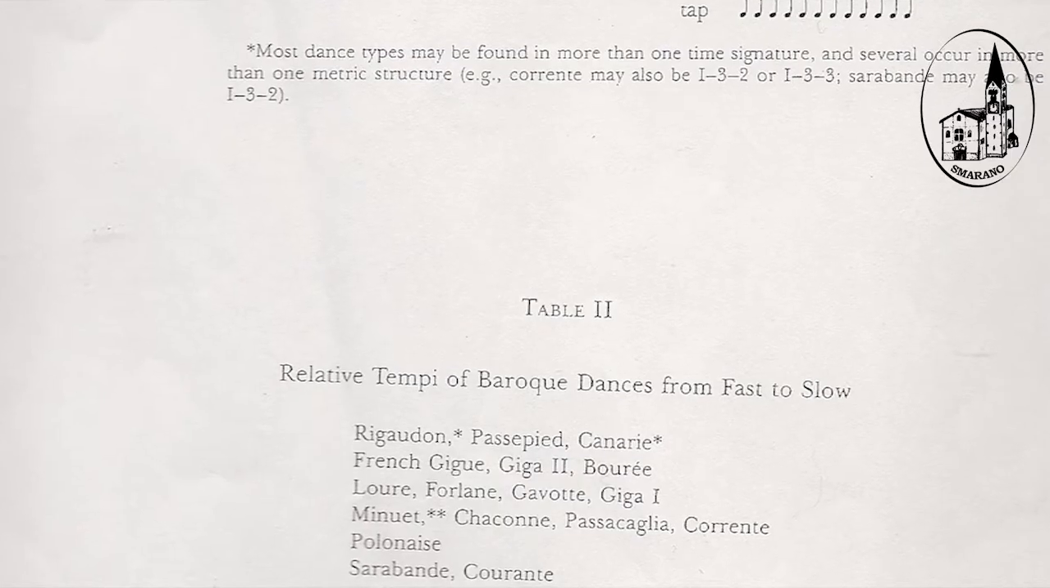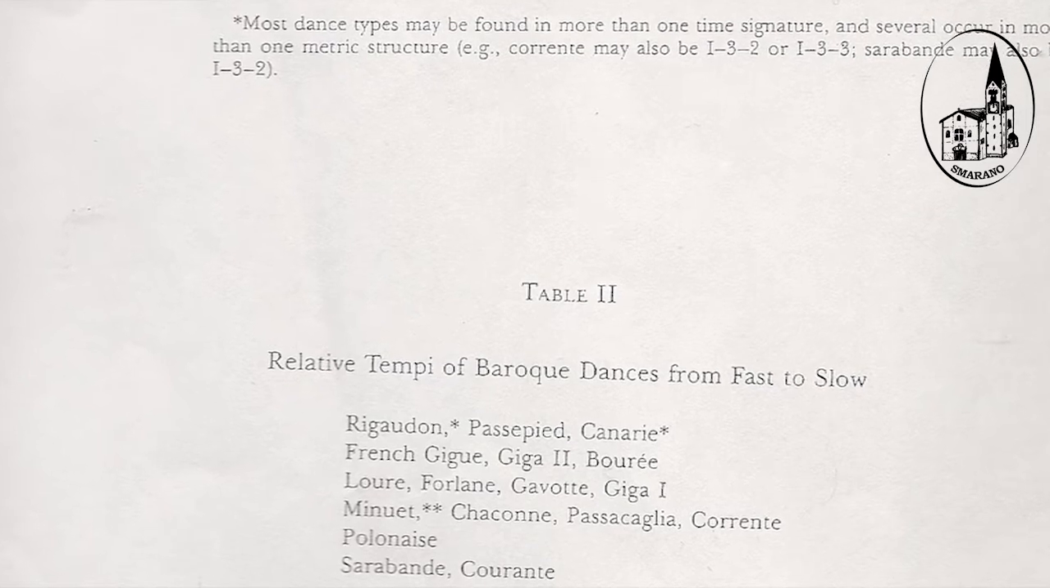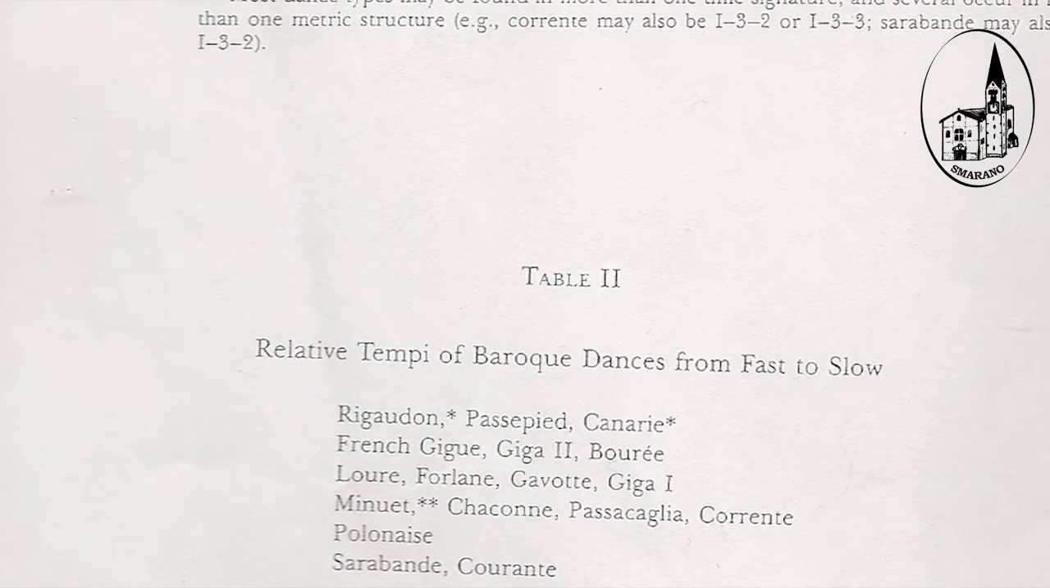And one of the things we need to think about with Buxtehude already is, you see, the courant is way at the bottom of the list with the saraband. And Buxtehude, you notice, uses courant, the French, but he's really writing Italian correntes. Most of them are.